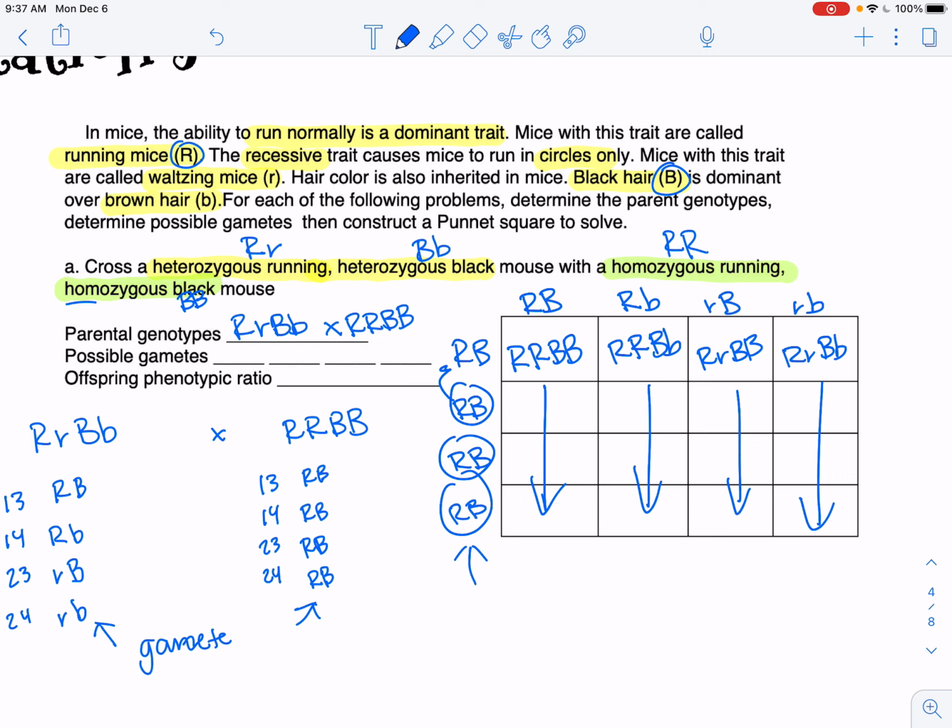Okay, so now the gametes that it wants to know, that's what you would put here. It didn't leave you a lot of space because you needed it for both parents, but that's okay. And then it wants to know the offspring phenotypic ratio. The phenotype is the way that it looks.